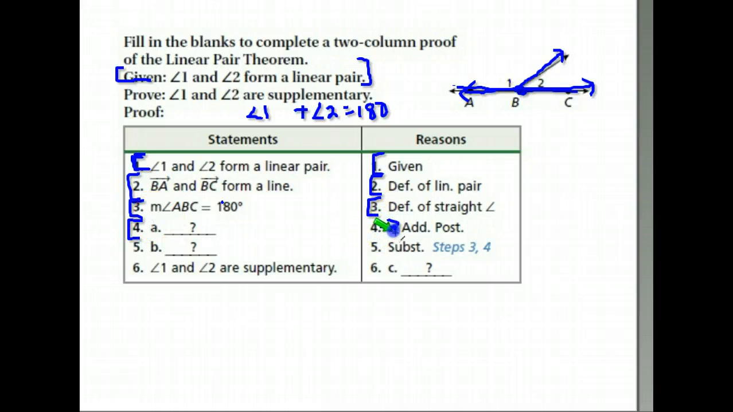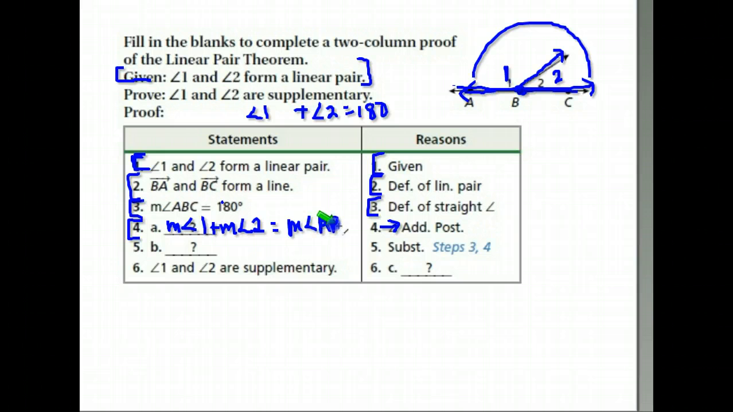Next, they have the angle addition postulate. Now, the angle addition postulate is when you add two angles to equal a bigger angle. So notice if we add angle 1 and angle 2, we get angle ABC. So in here, our step would have been, if we add angle 1 and the measure of angle 2, we get the measure of angle ABC.